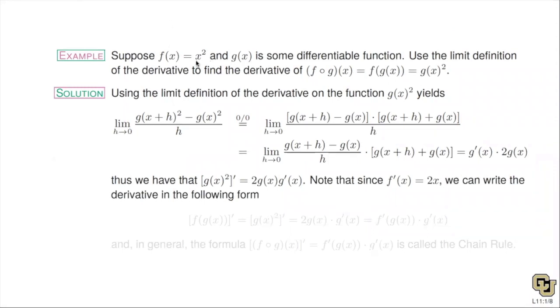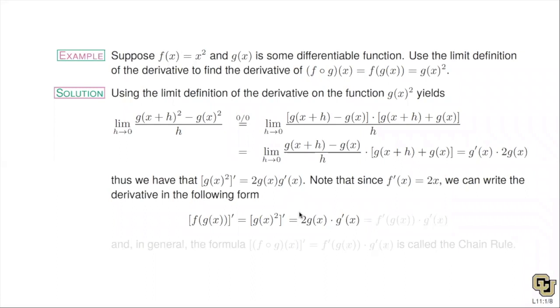So f of x is x squared, so f prime of x is 2x. And so I noticed that we can actually write the derivative of the composition, f composed of g, which in this case is the derivative of g of x squared, which we showed is 2g of x times g prime of x.